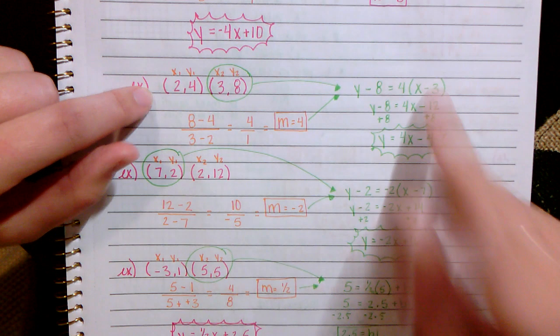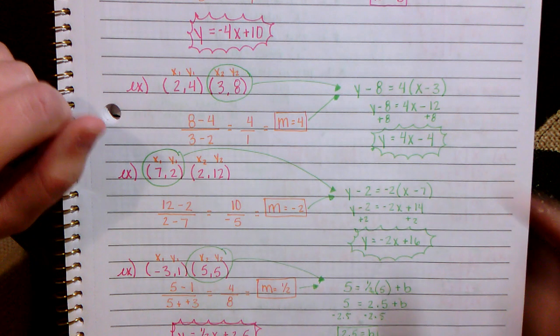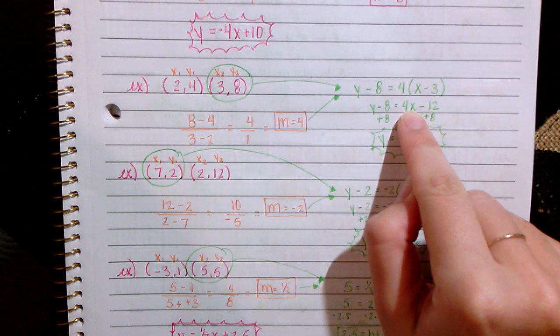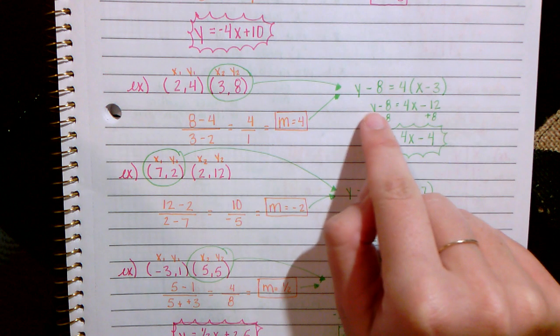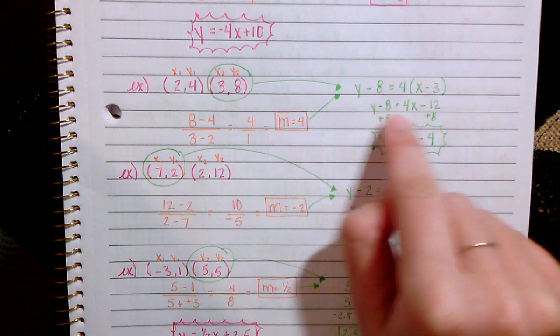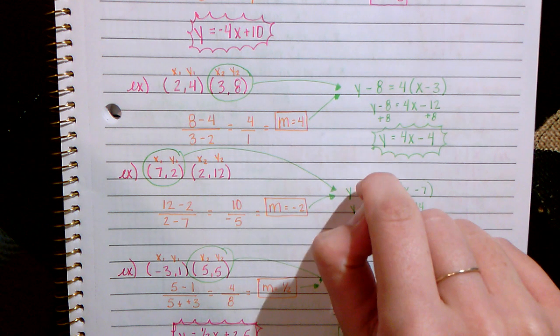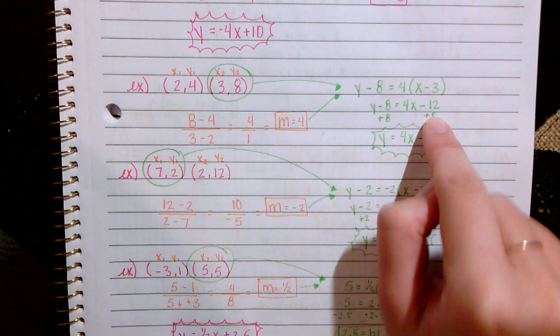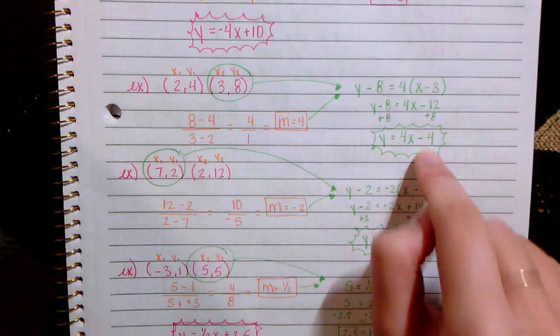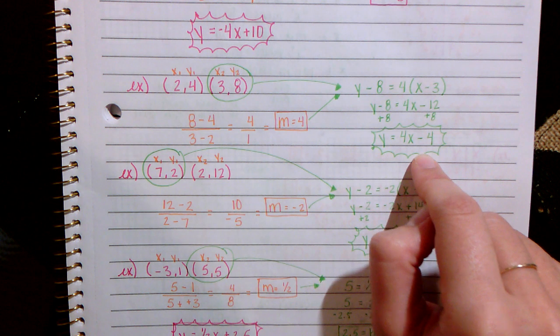So I'm going to distribute this 4 to both terms. 4 times x is 4x. 4 times -3 is -12. And then we rewrite the equation. I've got one thing over here with the y that needs to go away, so I need it to go over here. I add it to both sides and move it over here, and I get my final equation: y equals 4x minus 4.